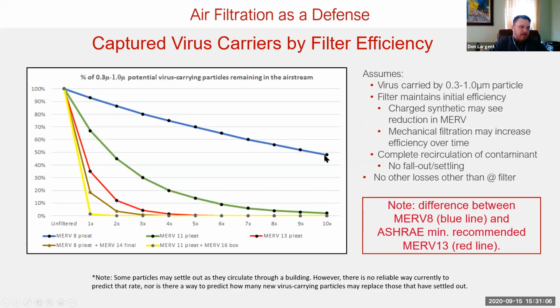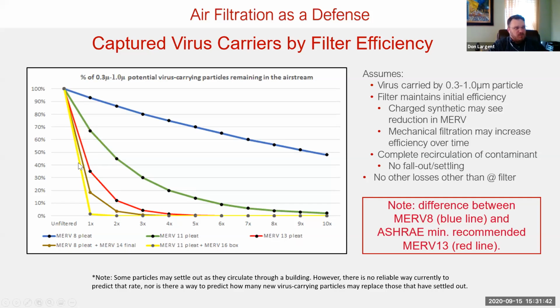And this blue line is representative of a MERV 8 filter. So assuming no losses within the system, again, worst case scenario, you're going to have to go through that MERV 8 filter 10 times to reduce from 100% load to just below 60% load. Now, if I go to the MERV 13 that's being recommended as the minimum right now, that's this red line, you'll see after about 4 or 5 passes through that filter, we're reaching almost no viral load whatsoever. And again, these are mathematical. It assumes that the filtration efficiency stays the same, et cetera, et cetera.